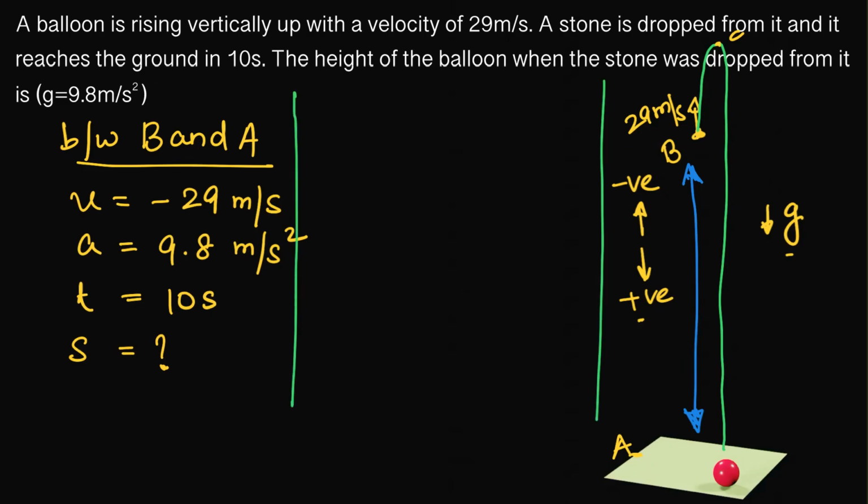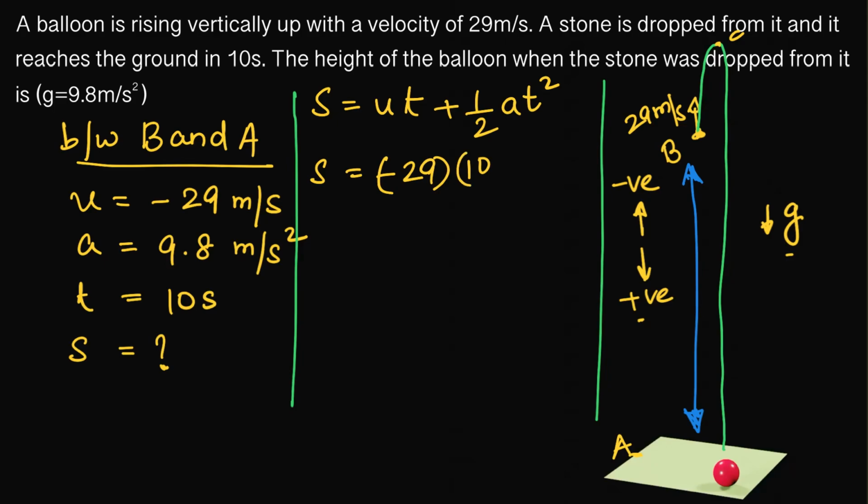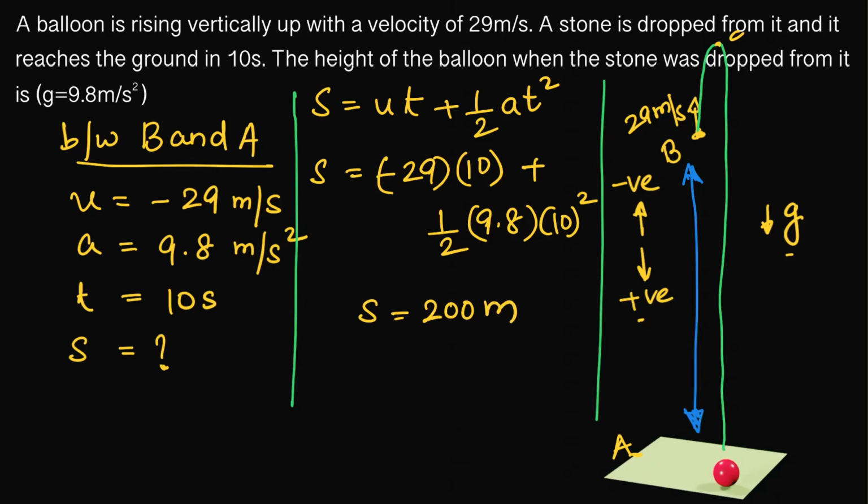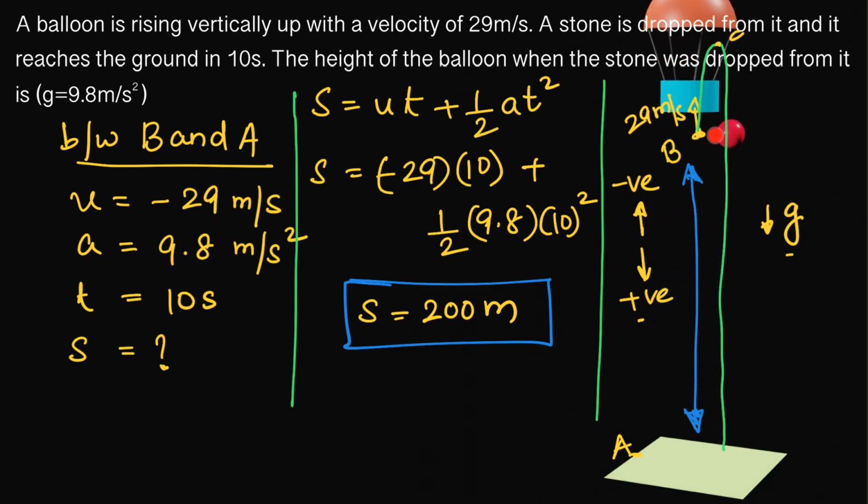We can use the formula S equals ut plus half at square. Substituting these values, we get S equals minus 29 into 10 plus half into 9.8 into 10 square. By solving this, we get S equals 200 meters. So this is the answer to our question. So the body was dropped when the balloon was at a height of 200 meters from the ground. So the balloon is going up, and when it was at 200 meters, this was dropped.